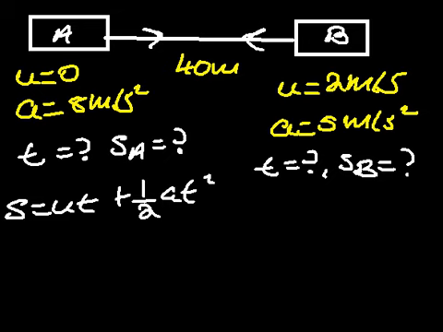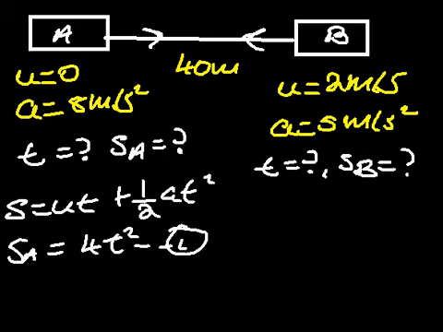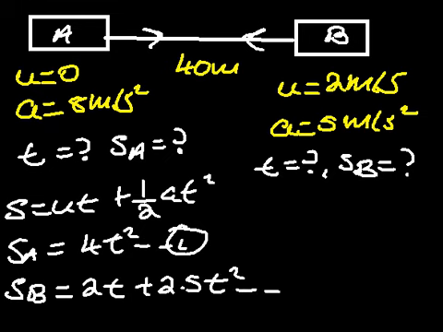Now substituting the given parameters, the displacement for object A is given as, having the initial velocity as 0, the first term is 0, so we only have 4t squared, upon substituting the acceleration into the formula. Now this is given as equation 1. And how about the displacement, which is SB, for object B? We'll have it as 2t plus 2.5t squared. So this is given as equation 2.